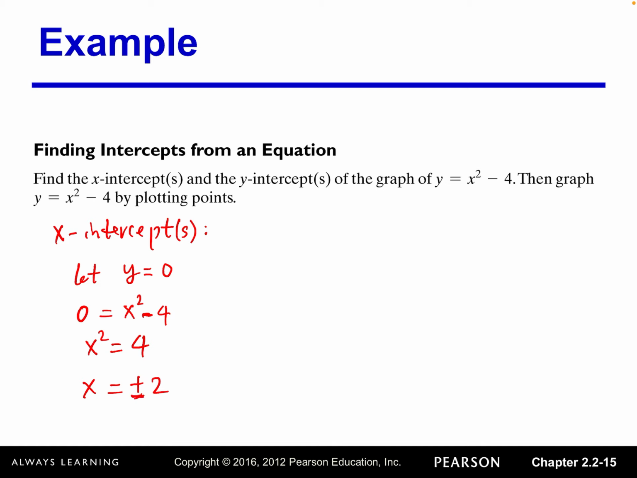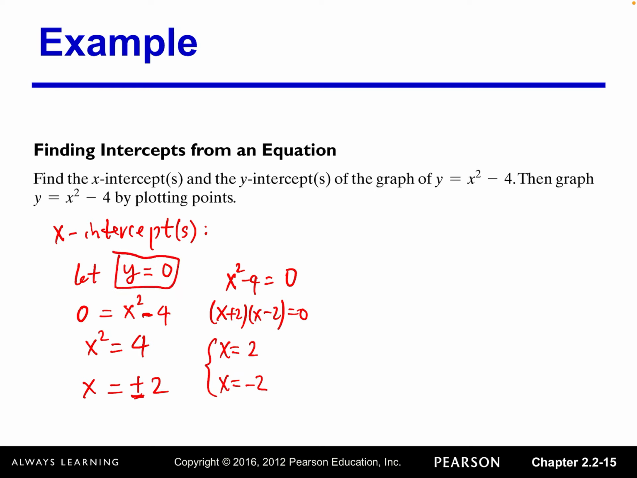If you want to use the factoring method, you can do that also. x squared minus 4 equals 0. You can factor this as x plus 2 times x minus 2 equals 0. And then we can easily solve: x equals positive 2 or x equals negative 2. Either way, you should get the same answer. So that's how to find the x-intercept. Let the y-coordinate be 0, plug into the given equation, and then solve for x. That's the process.